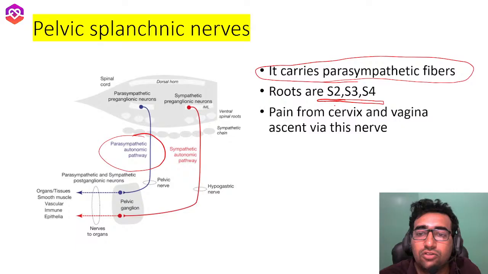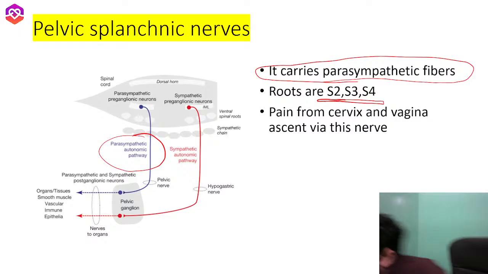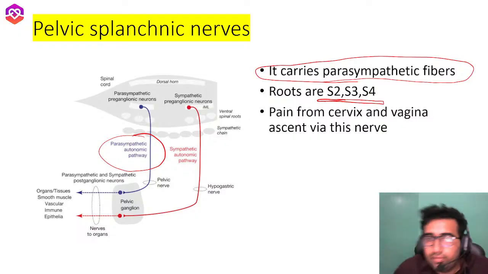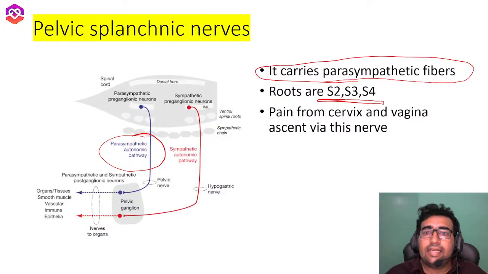Which nerve? Pelvic splanchnic nerve. The pelvic splanchnic nerve carries the pain fibers of these structures. Okay. The pelvic splanchnic nerves are carrying the pain fibers from the cervix and vagina that ascend via these nerves.